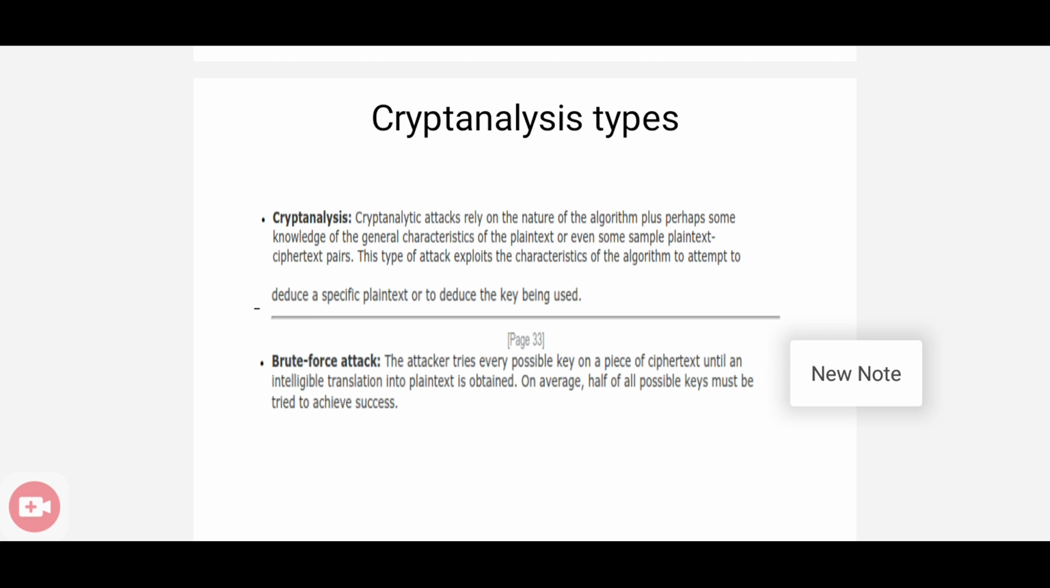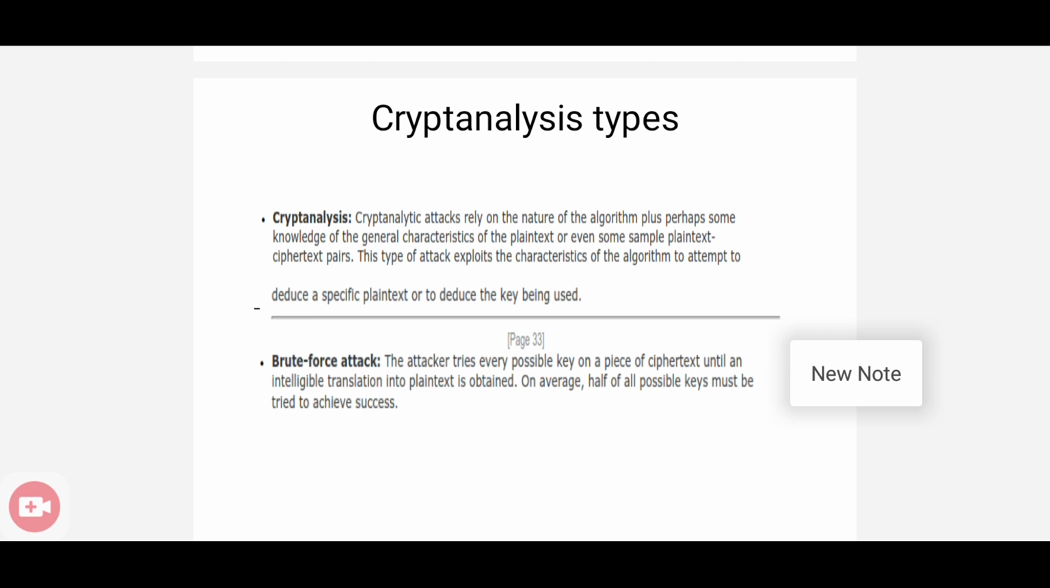Transposition means we can rearrange the elements within a plain text. Plain textil ഒന്നും സബ്സ്റ്റിറ്റ്യൂട്ട് ചെയ്യുന്നില്ല, പകരം പ്ലെയിൻ ടെക്സ്റ്റിലുള്ള എലമെൻസിനെ നമ്മളൊന്ന് റീഅറേഞ്ച് ചെയ്ത് അല്ലെങ്കിൽ ഒരു ഷഫിൾ ചെയ്തിട്ട് നമ്മൾ വേറൊരു മെസ്സേജ് ആക്കുന്ന പ്രോസസ്സാണ് ട്രാൻസ്പോസിഷൻ എന്ന് പറയുന്നത്.